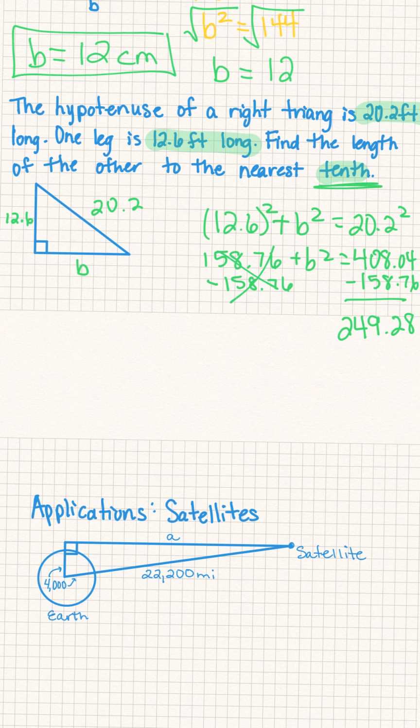When we subtract those two numbers, we get 249.28. It said round to the nearest tenth. The 2 is in the tenths place, so the 8 is going to make it round up. Therefore, b equals 249.3, and it was feet.